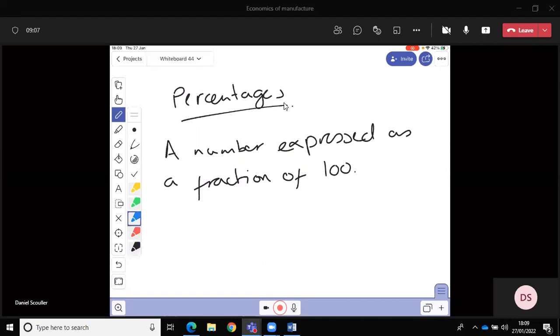Now, see that term fraction? We've worked a lot with fractions. We've thought a lot about fractions, how we manipulate them. But how else can we write out a fraction? And that's what I mean, we can write it as a percentage.